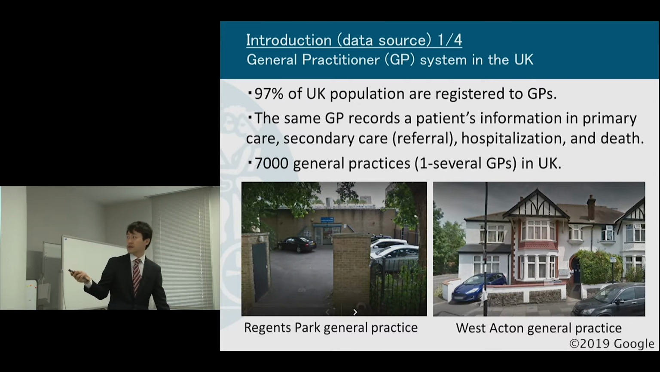And there are 7,000 general practices in the UK, and one general practice holds one or more GPs. And this is just an example, Regent's Park General Practice, which I belonged to during my stay in London. And this is another example, Acton General Practice. There is kind of Japanese town in London, and this is Acton.